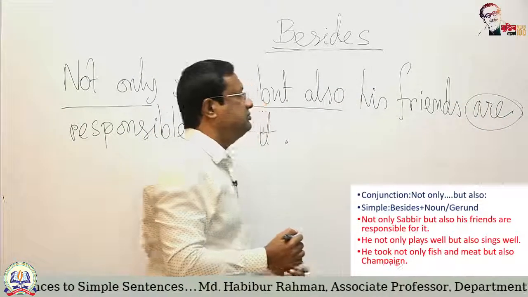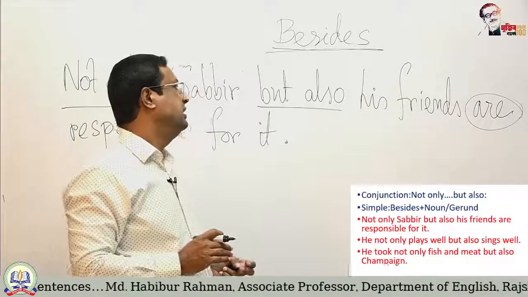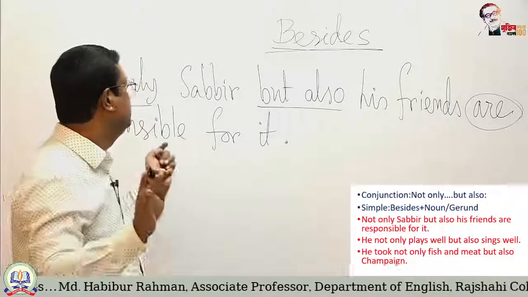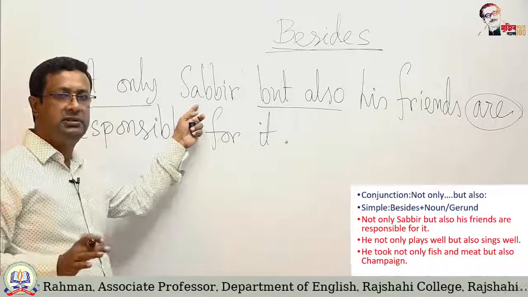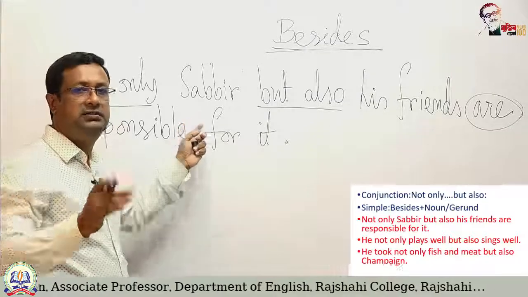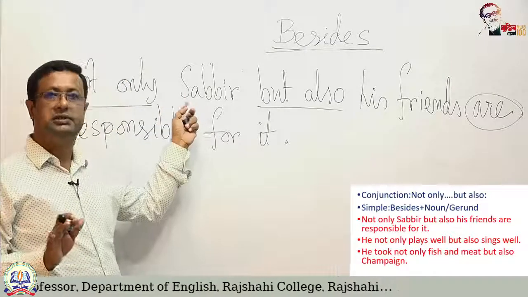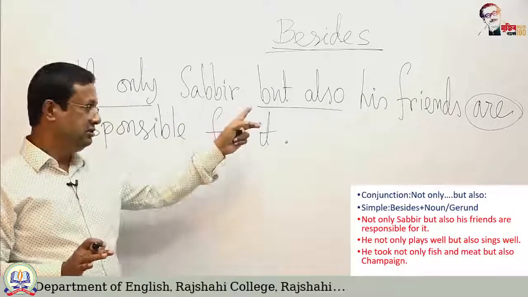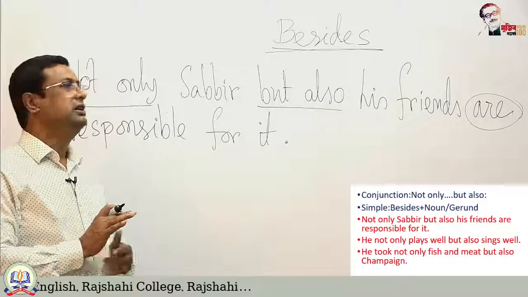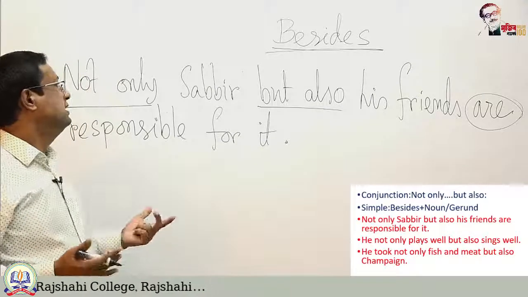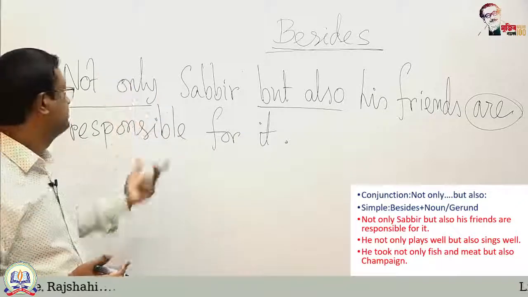But actually there are two finite verbs, and as they are the same, one has been omitted. Not only Sabbir is responsible for it, but also his friends are responsible for it. This is the first impression. So as the same type of verb comes, one is omitted here.